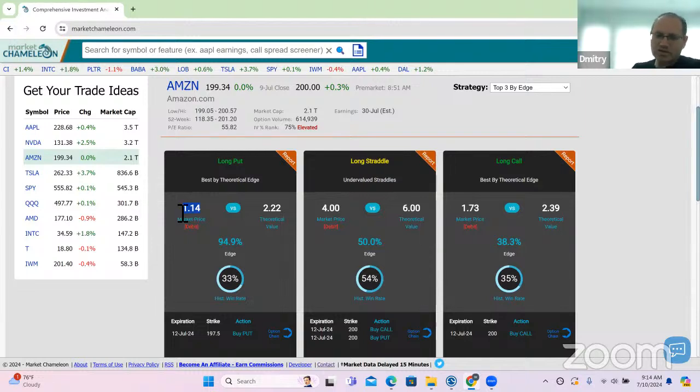So for $1.14, we know that in 2 days, Amazon has to go from 199.34 to below 197.5 at expiration for that to have intrinsic value, but it's got to cover the cost of this, so another $1.14. So how often did Amazon actually move that way, so that the stock ended up being below the strike price plus the premium of $1.14? So percentage wise, how often did that happen to make this put profitable at expiration?